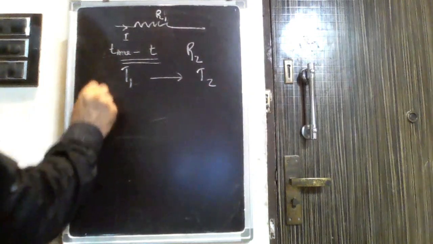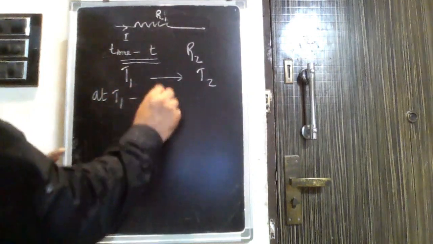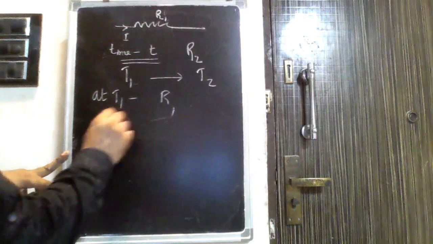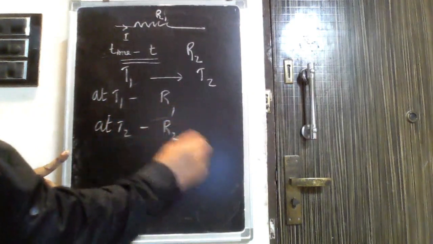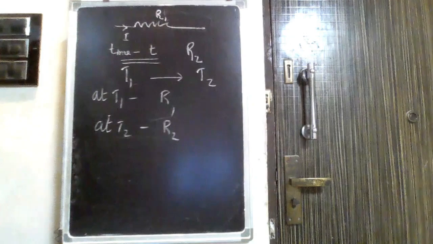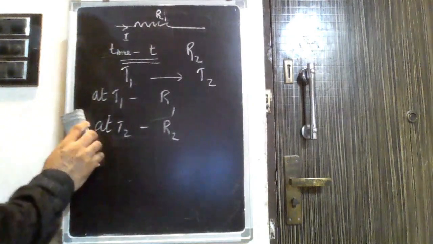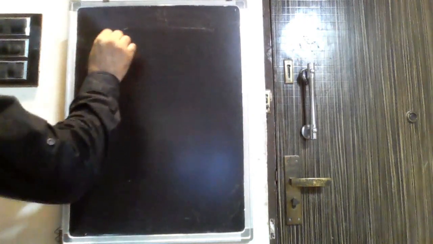So at T1, my resistance was R1. At T2, my resistance was R2. So R2 and R1 are at two different temperatures because the temperature has changed. Now, what will R2 minus R1 depend on? The increase in resistance depends on what factors? That's our first information. When you pass current through a wire, heat is produced, and that heat will change the resistance. So what are the factors which can affect the resistance of a given wire?